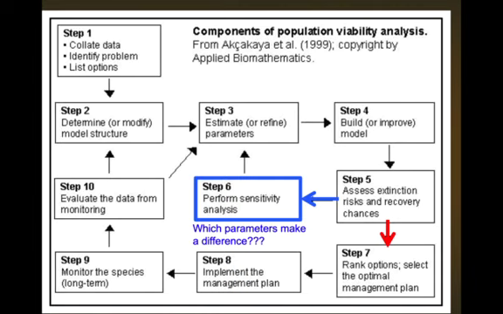Okay, so sensitivity analysis is determining which parameters make an important difference in our model. Whether we include them or not, does it make a difference? Does the value that we set for them make a difference?